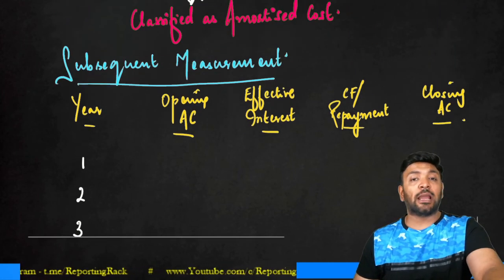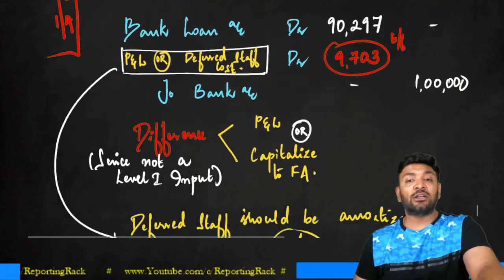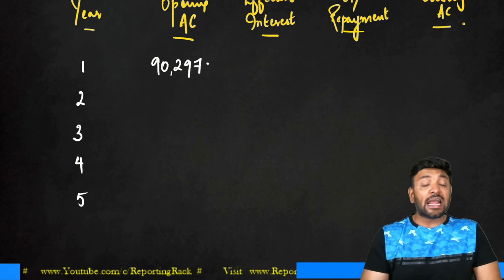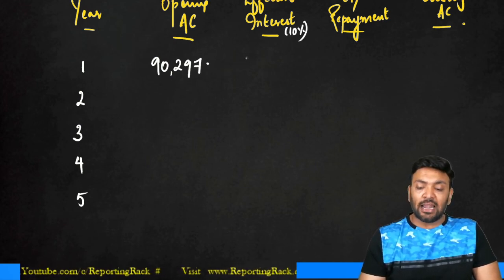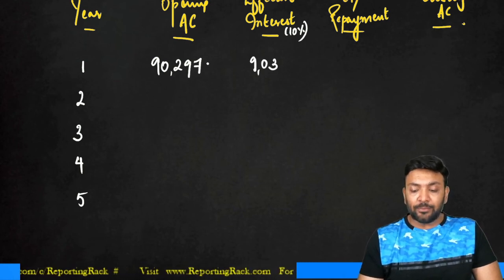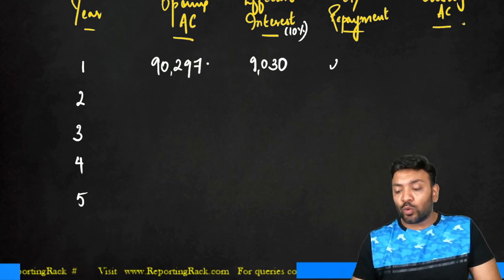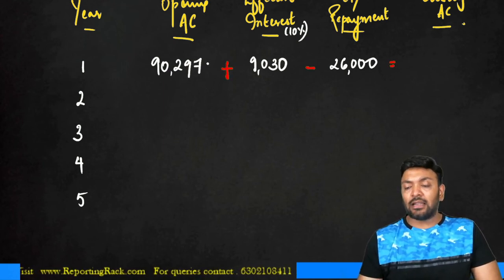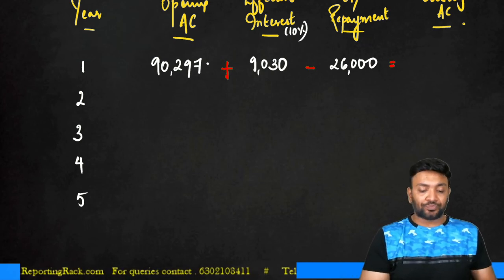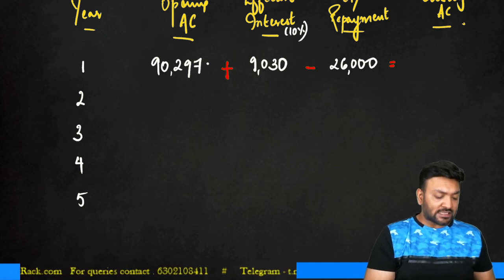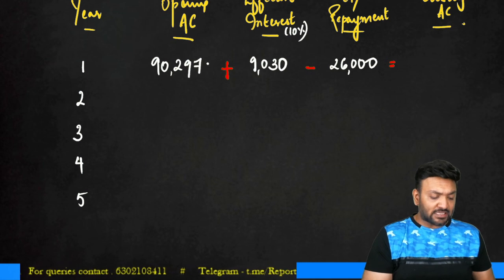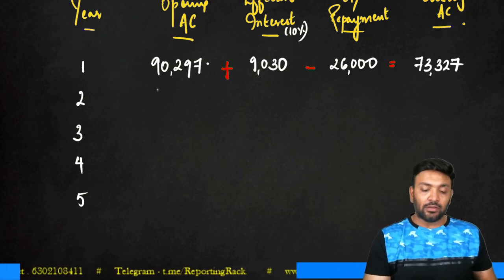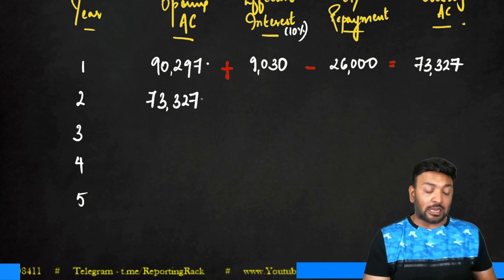Opening amortized cost. What is the opening amortized cost? 90,297. What is the effective interest? 10%. At 10% you add, this will become 9,030. What is the repayment? First year I paid 26,000 rupees. Add interest minus repayment, get closing. So what is the closing? Just check. 90,297 plus 9,030 minus 26,000 is 73,327 at the end of the first year.